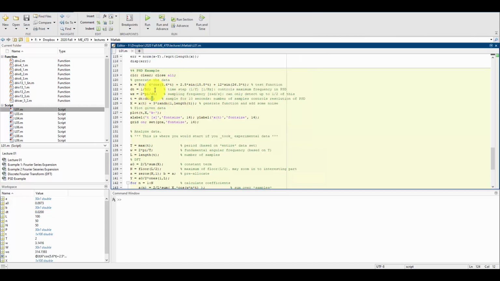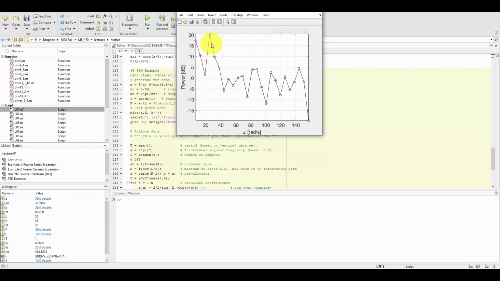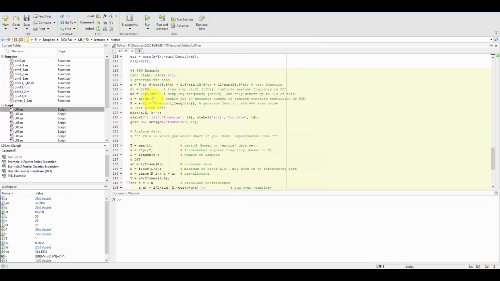Let's sample it even for less time. All right, now we've lost so much resolution, we really can't pick those peaks out to see what were the strong peaks in our original signal. Let's go back to 10.